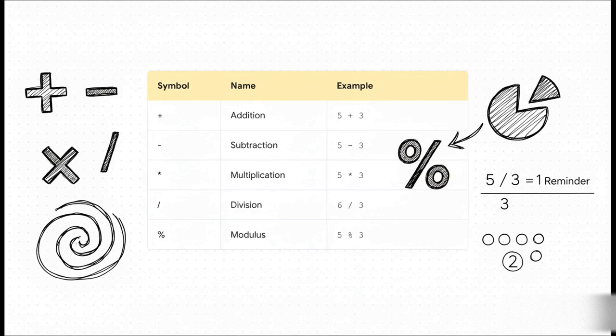Instead of the result of a division, it gives you just the remainder. So for example, 5 divided by 3 is 1 with a remainder of 2. So 5 % 3 would just give you that 2. This is super handy for things like checking if a number is even or odd.